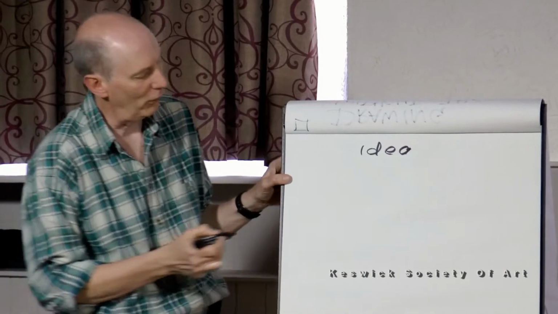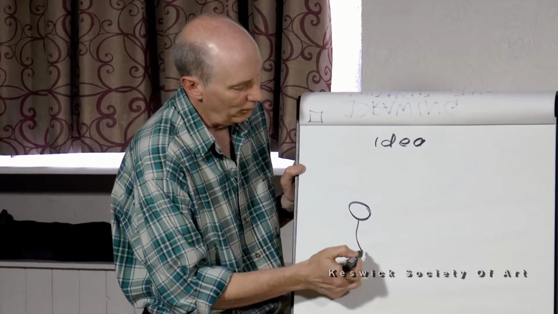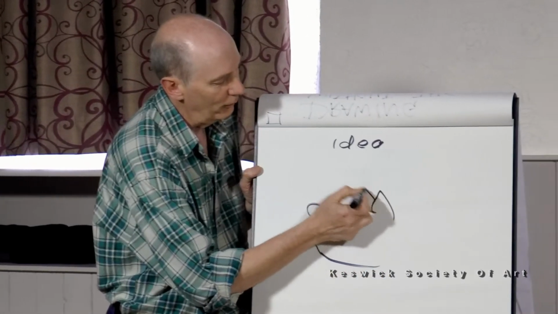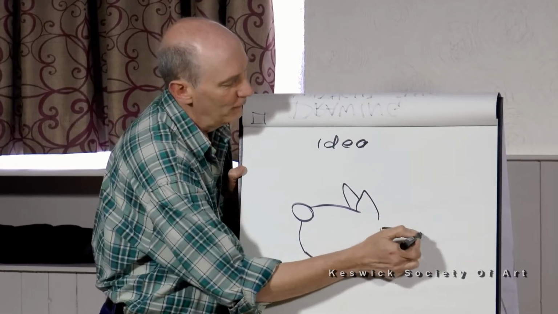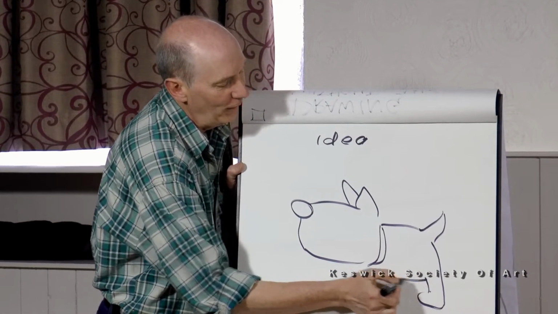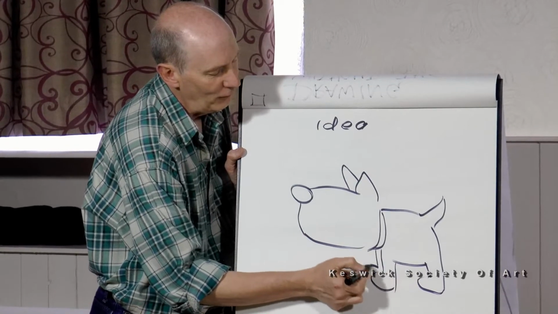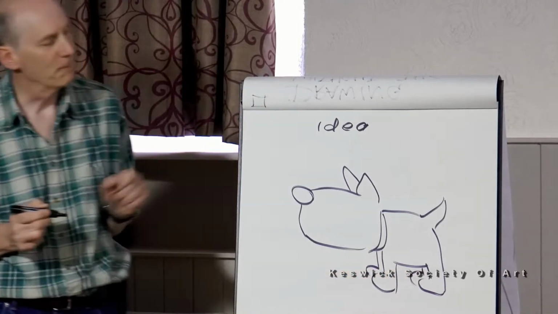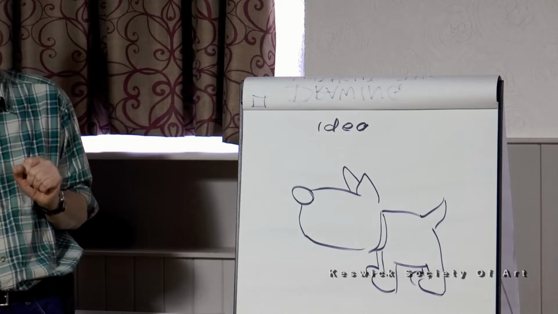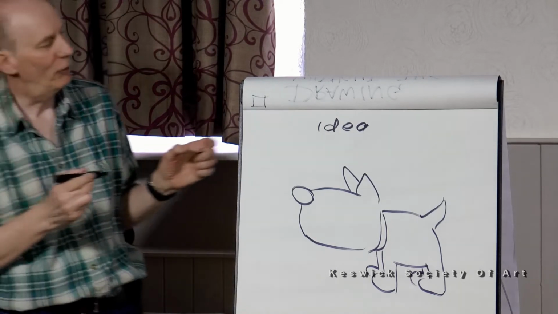So if I'm trying to draw a dog, I'm not going to do a realistic dog, I'm just going to do something that looks dog-like. If you think of Snoopy and things like that, it's just very simple. There's your dog. So the other thing that I think a cartoon ought to have is some character.